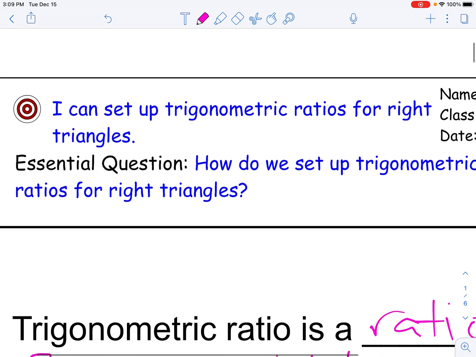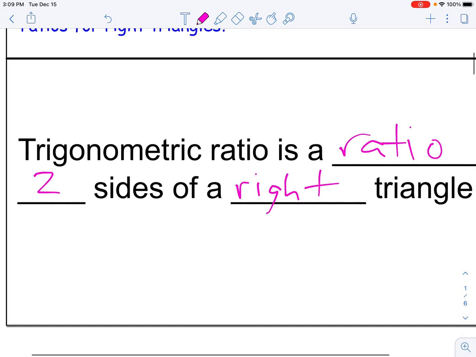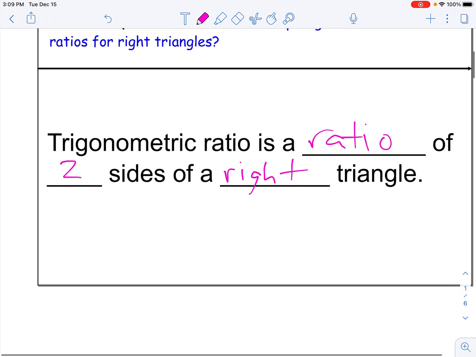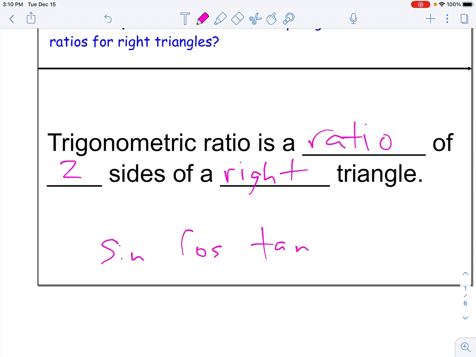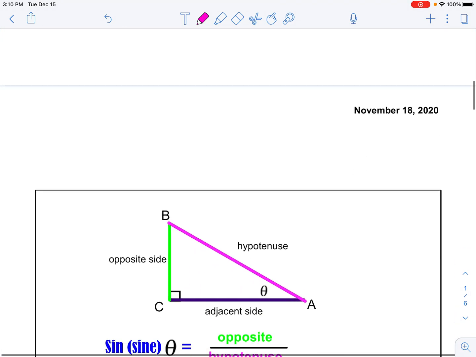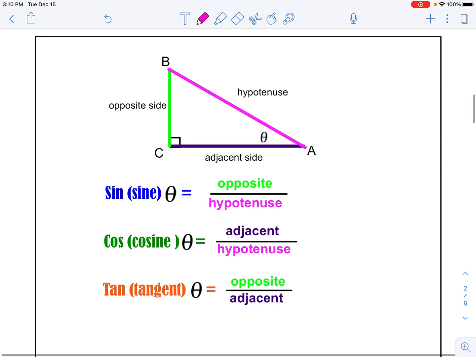We call these relationships trigonometry or trigonometric ratios. It's just a ratio of two sides of a right triangle. We have three main ratios that we talk about in geometry. If you look on your scientific calculator, sine, cosine, tangent looks like sin, cos, and tan. These are the three ones that we have to worry about.